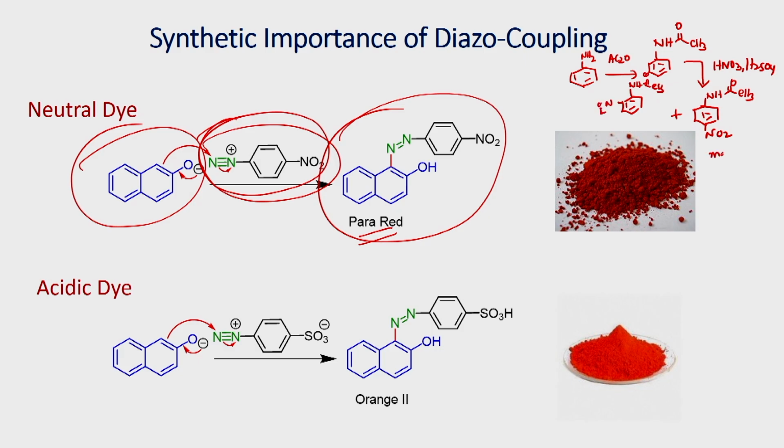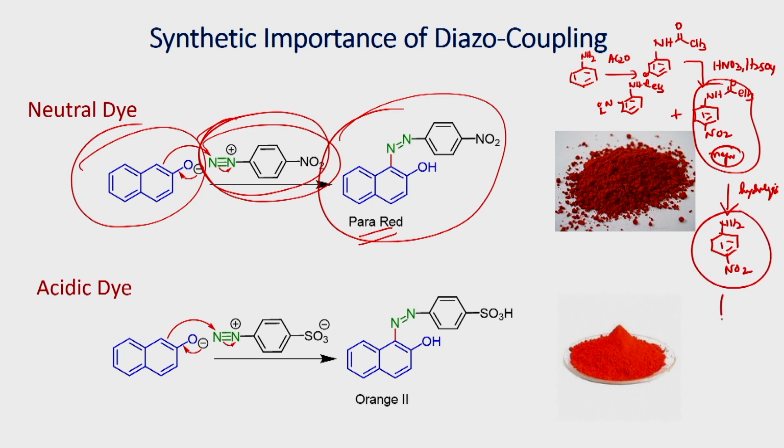This is the major compound. You can separate them out. Once you separate this one, you can do hydrolysis to get para-nitroaniline. Once you have this one, when you react it with sodium nitrite and H2SO4, you can make the corresponding diazonium salt.